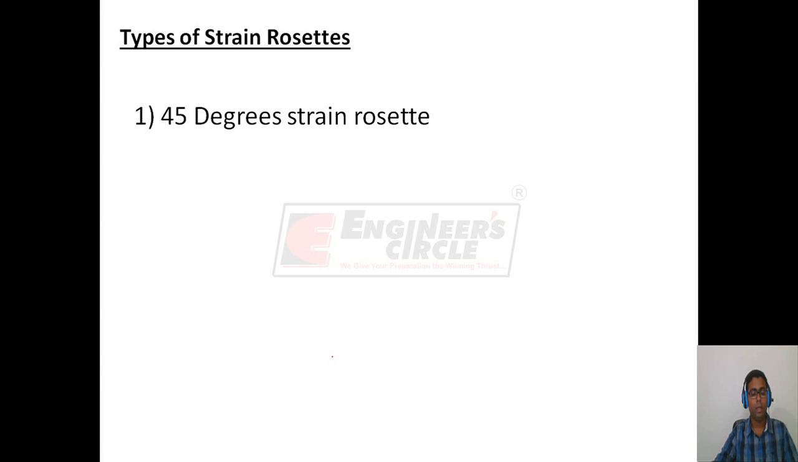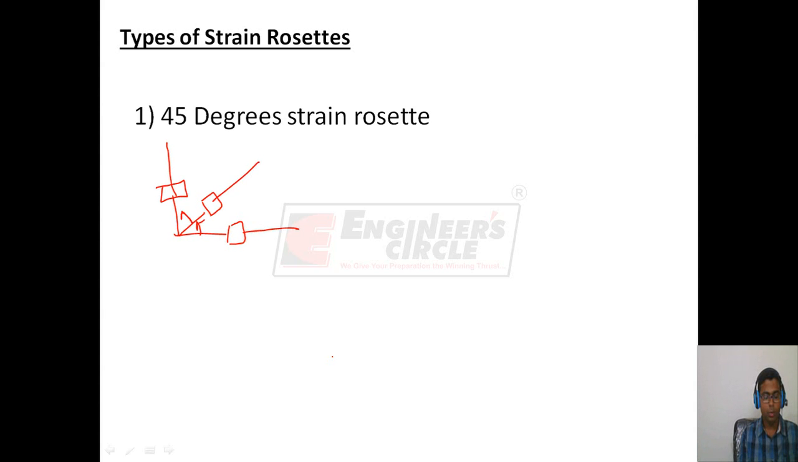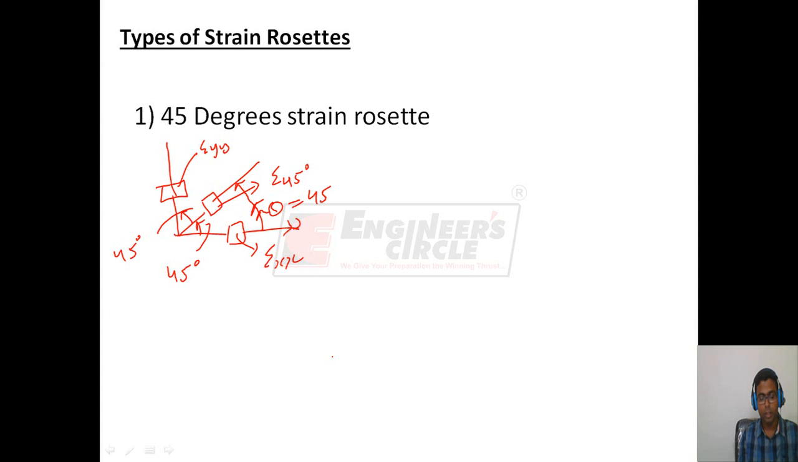For example, 45-degree strain rosette. In 45-degree strain rosette, the strain gauges are installed one along x direction, one along y direction, and the third one along an angle of 45 degrees to x and 45 degrees to y. Now, this will give us epsilon xx, this will give us epsilon yy, and this will give us epsilon 45 degree. Remember that theta is to be measured from horizontal direction, positive in counterclockwise direction. So theta here is 45 degrees.